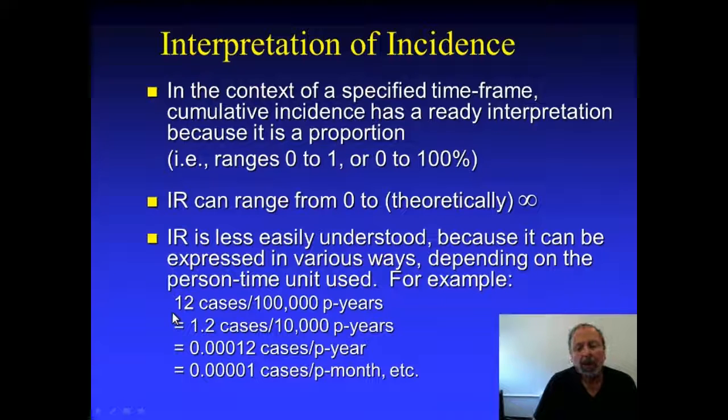But this does not mean very much to most people. Most people are not familiar with the concept of person time, and so talking about the risk being 12 cases per 100,000 person years doesn't mean anything to people, and that's why usually when we're expressing things for broader consumption, we would use a measure of cumulative incidence, because that's intuitively relatively easily understood.